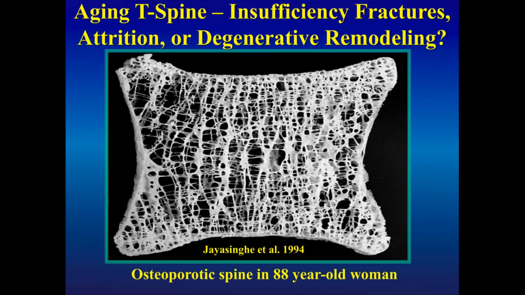So what is the basis for some of this wedging deformity, as well as some of the sagging or bowing deformity of the end plates that one sees with aging, particularly in the lumbar spine? This may represent some element of insufficiency fracture or attrition, or the degenerative remodeling that I have referred to.